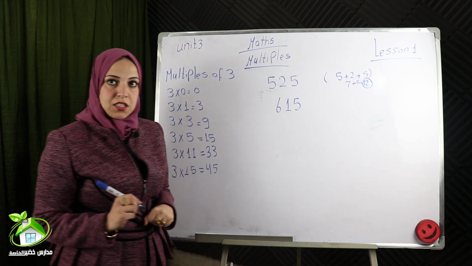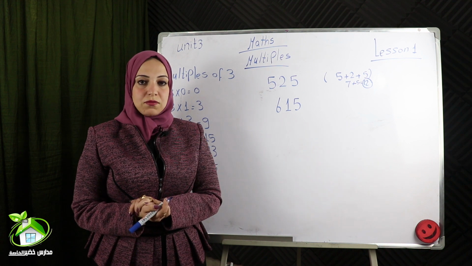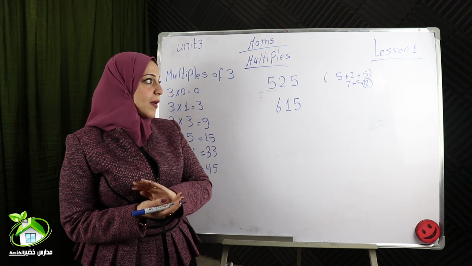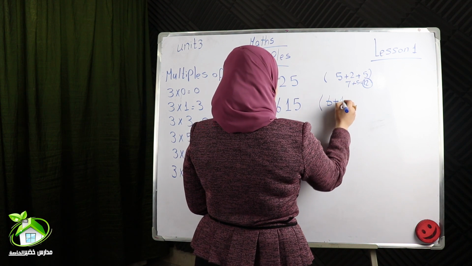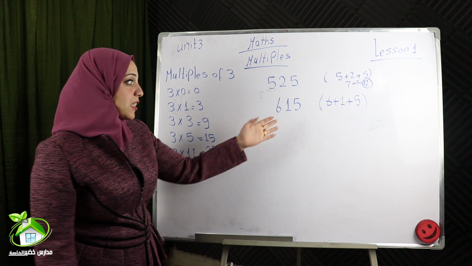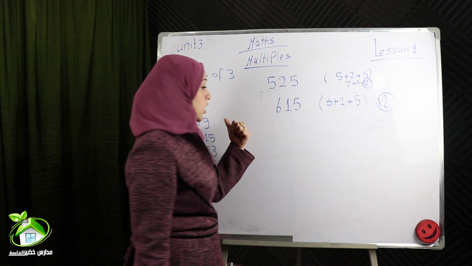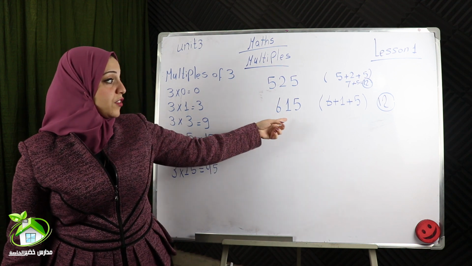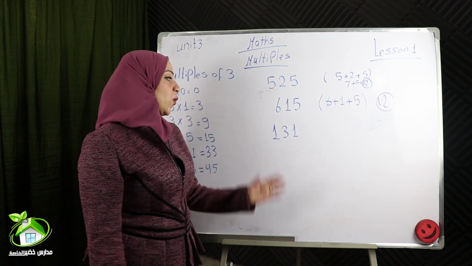615. I want to know if this number is a multiple of 3 or not. What can I do? I sum its digits. 6 plus 1 plus 5. 6 plus 1 is 7. 7 plus 5 is 12. And 12 is a multiple of 3. So 615 is also a multiple of 3.